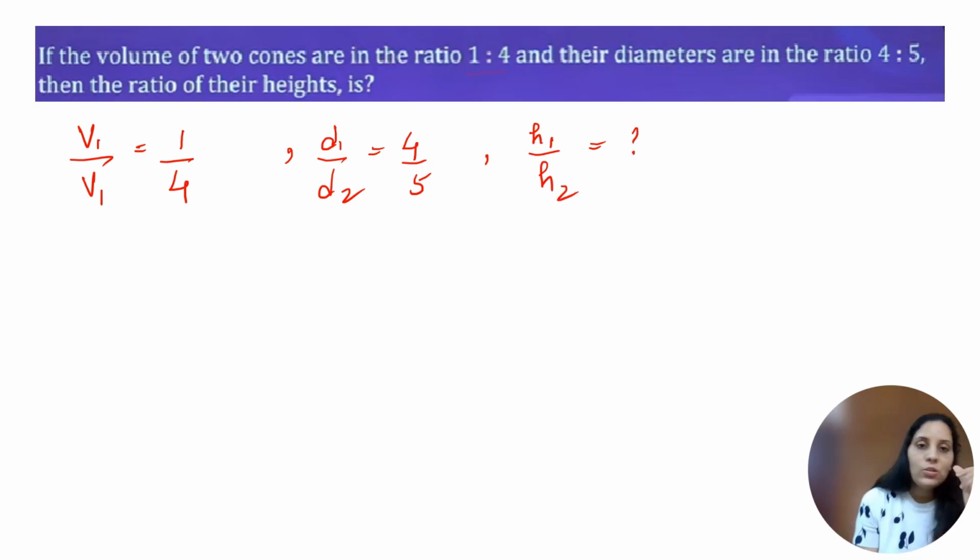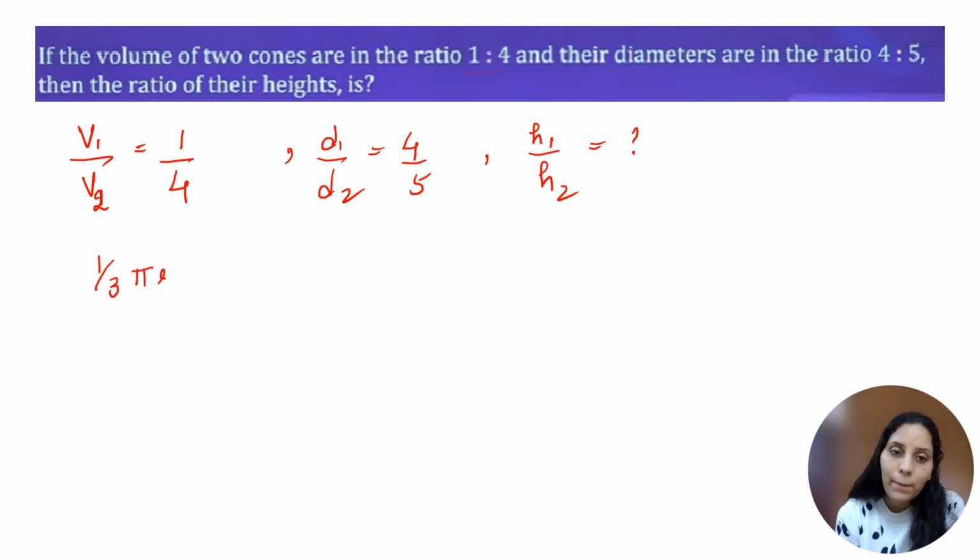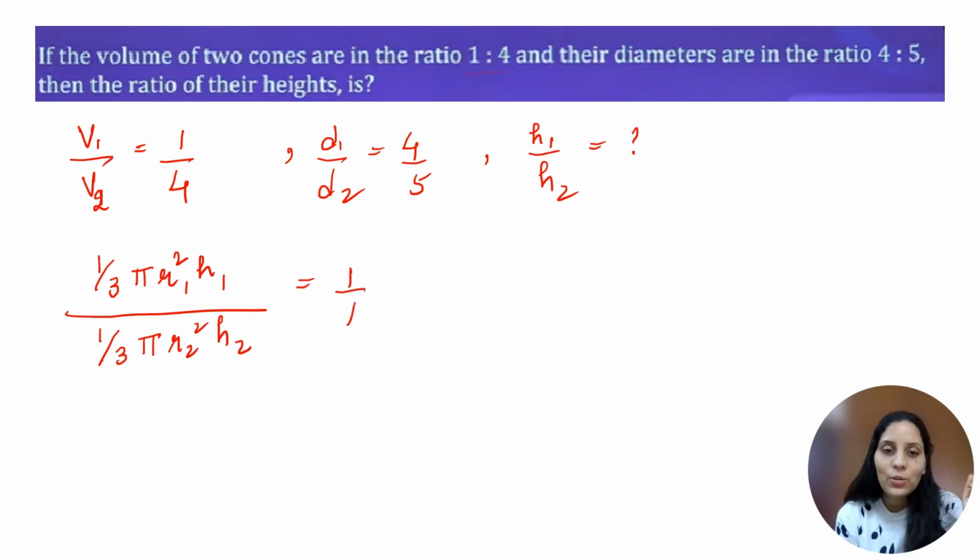Since volume of cone is given, we are going to use the volume formula. So V1 is 1 by 3 pi r square h. Let me take r1 square h1 for the first cone. Similarly, 1 by 3 pi r2 square h2. This is equal to 1 by 4, given. Now, I can cancel 1 by 3, and pi also can be cancelled.